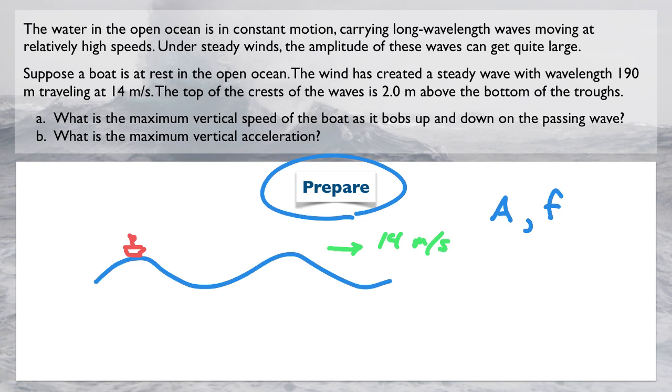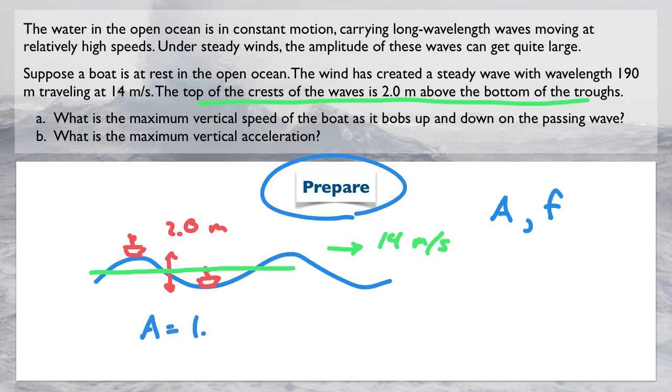And we're told that the top of the crests is 2 meters above the bottom of the troughs. So when the boat moves from its highest point to its lowest point, okay, it's moved by a total vertical distance of 2.0 meters, which means that it is 1 meter above the equilibrium point and then 1 meter below the equilibrium point, and that tells me that the amplitude of the motion is 1.0 meters. And how about the frequency? How are we going to get the frequency?